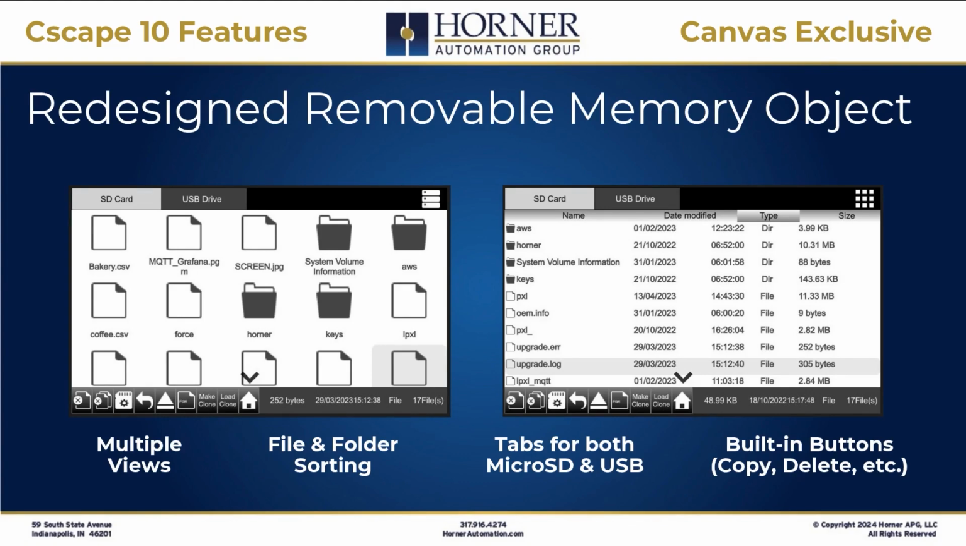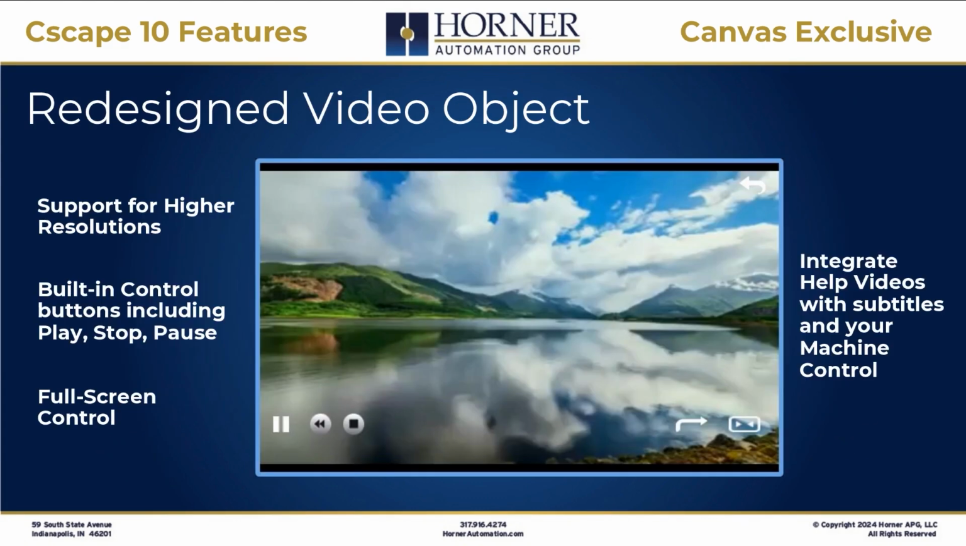The removable memory object now is much better than it was before with Canvas. So you've got multiple views available, both a folder view and a list view. You can do sorting of the files and folders, based on normal sorting criteria. You also have tabs for both micro SD and USB flash drive. So with previous versions, it was strictly micro SD only for the most part. And you've also got built-in buttons for copy, delete, etc., at least those that you want to include to be available to the operator. So big improvements to the removable memory object.